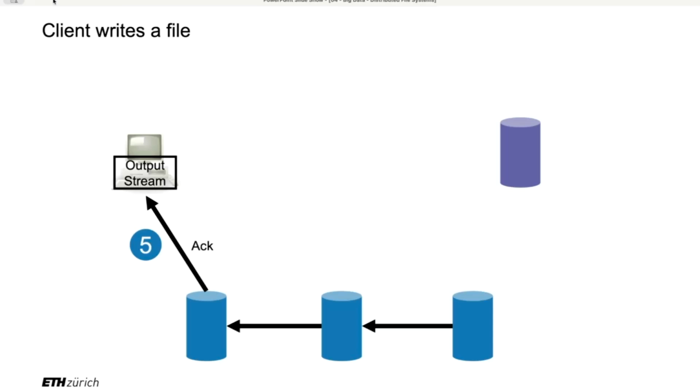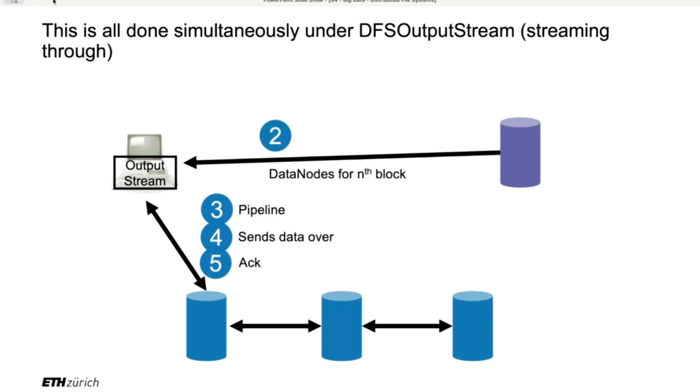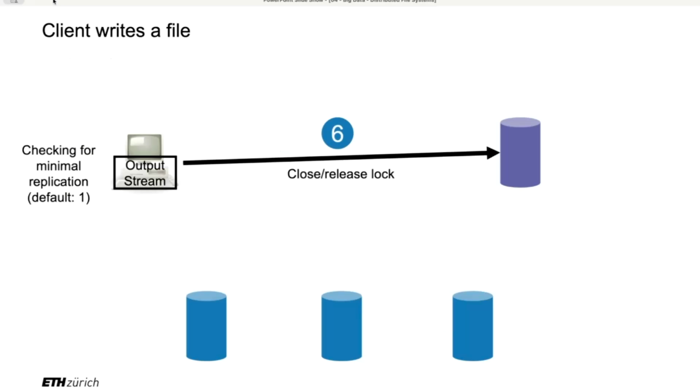That can be changed, by the way, all of these parameters, 1 and 3. And then that goes on and on for the blocks. When the client has determined that everything is fine and it has received all the acks it needed, it informs the name node that it's done writing all the blocks, and tells the name node, now you can release the lock, allow other people to read that data, and close the file. Yeah?